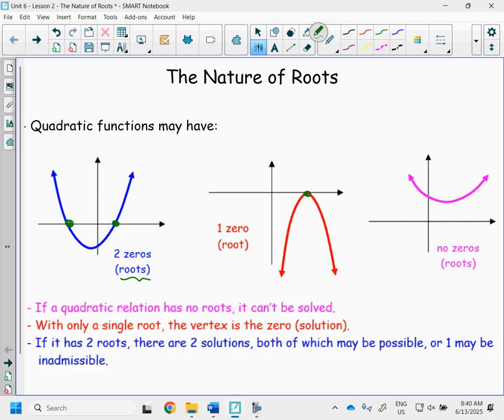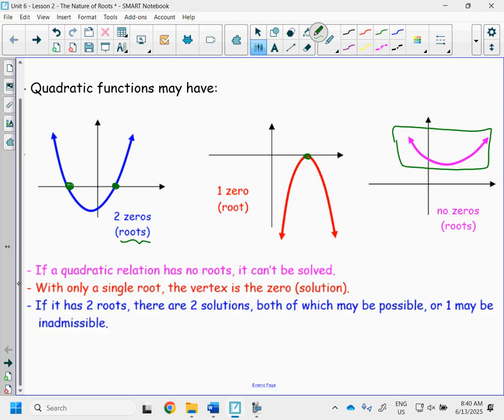But there are also situations where you don't even cross the x-axis, you don't have zeros, which means you can't actually solve that quadratic. Now, of course, these pictures could be upside down or right side up. That part doesn't really make a difference. It's more about the general idea of how many solutions you may have. So, big ideas. If it has no roots, don't worry about solving it. Can't be solved. Single root, that means the solution is the zero. And two roots or two solutions, both of which might be possible, or we may come across some situations down the road that we may call inadmissible. Mathematically they work, but practically they don't make sense.